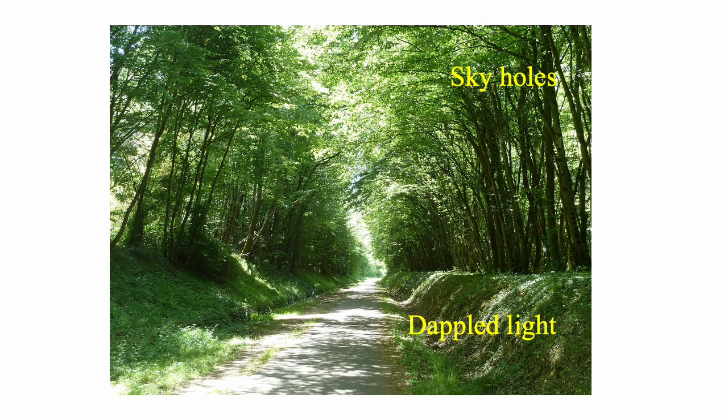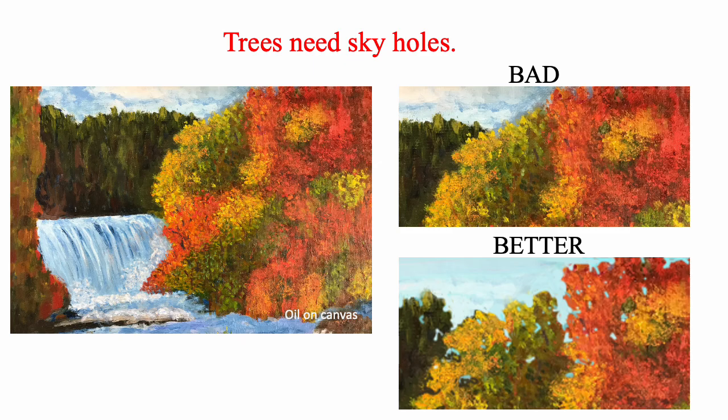Dappled light occurs when cones of light go through sky holes in foliage, giving a spotty appearance on the ground. What do you think is wrong with this painting I made when I was a beginner? What is the direction of the light? Is it sunny or cloudy? No one knows because back then I didn't consider the lighting, a common beginner mistake.